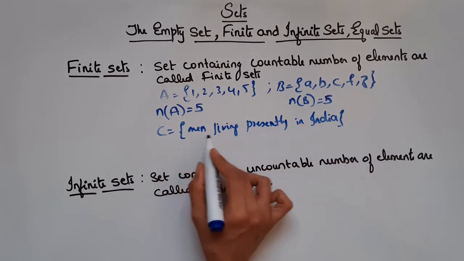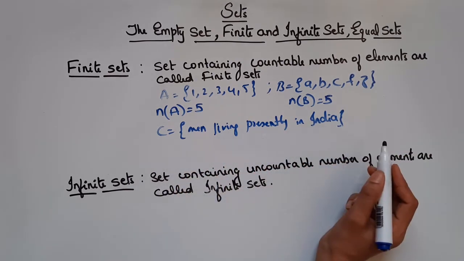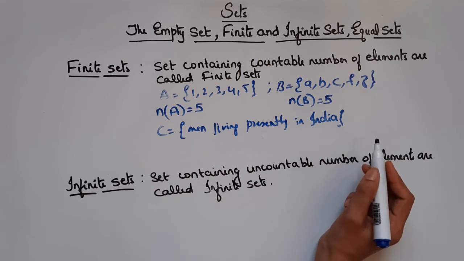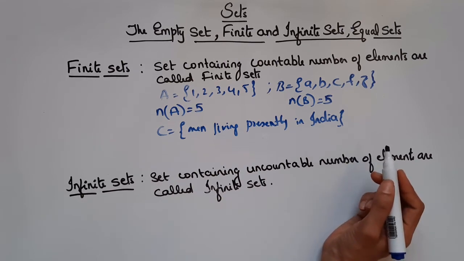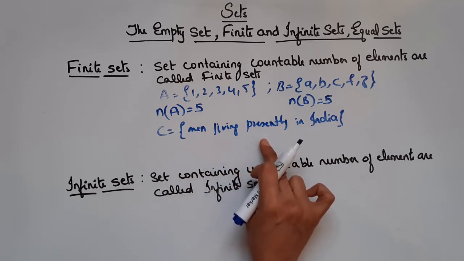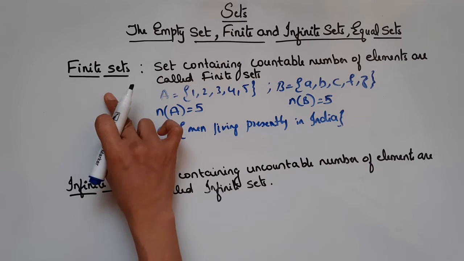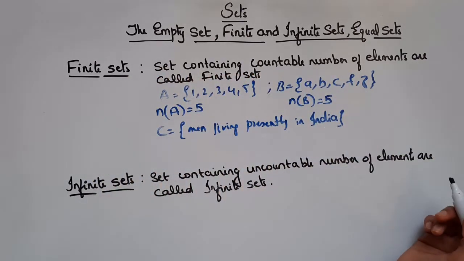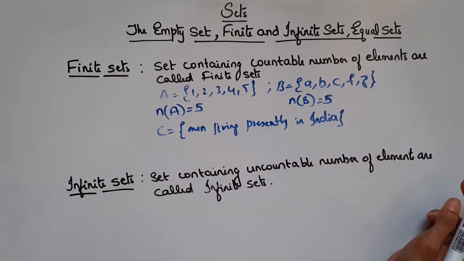Here this set says men living presently in India. We know it's a big number, but still it is countable. It's a natural number, right? So therefore it's a finite set. Here also if you count, you will get a number. So therefore a finite set is nothing but a set containing a countable number of elements. I hope this is clear.